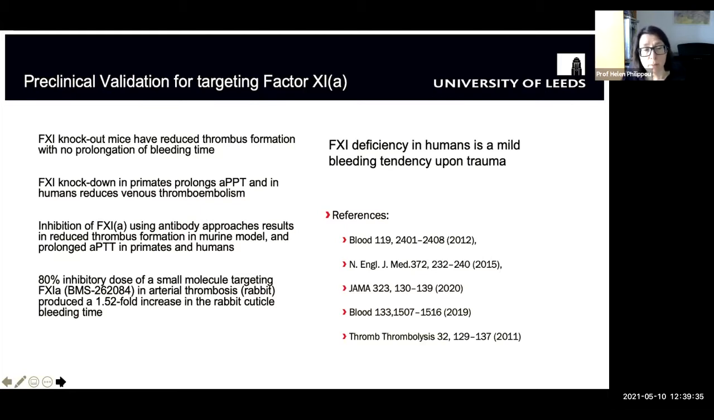And there's a small molecule that's been developed by BMS, and on this particular molecule that's been published, 80% inhibition was observed at a dose in arterial thrombus formation in rabbits, but which actually was associated with a 1.5-fold prolongation of bleeding in this particular model. So this is better than the 10A inhibitors. And the other evidence is that factor 11 deficiency in humans is mild. There's a mild bleeding phenotype that's usually incurred upon a trauma. Next slide.